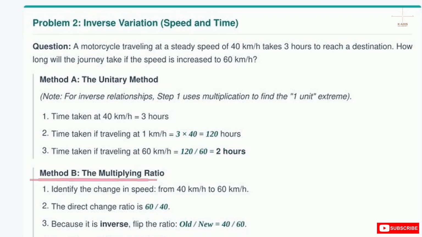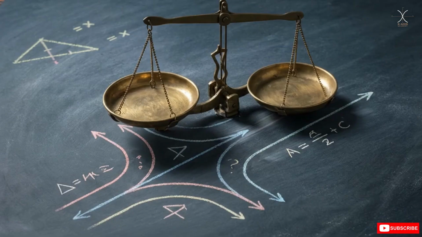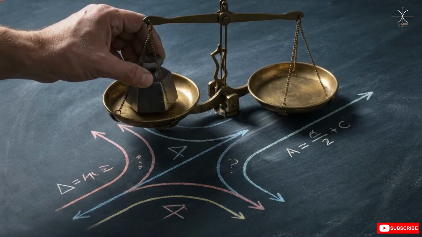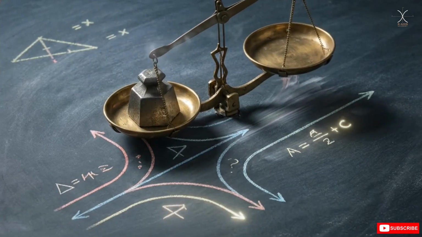Down in method B, the multiplying ratio strategy survives by executing what is called the flip. Because the speed and time are behaving inversely, we cannot use the standard new over old fraction. We invert the ratio to old over new, 40 over 60. Multiplying our original 3 hours by that fraction drops the new time down to 2 hours. Mathematical logic cannot be blindly applied. Whichever pathway you choose, the math has to actively mirror the physical push and pull of the variables you are measuring.